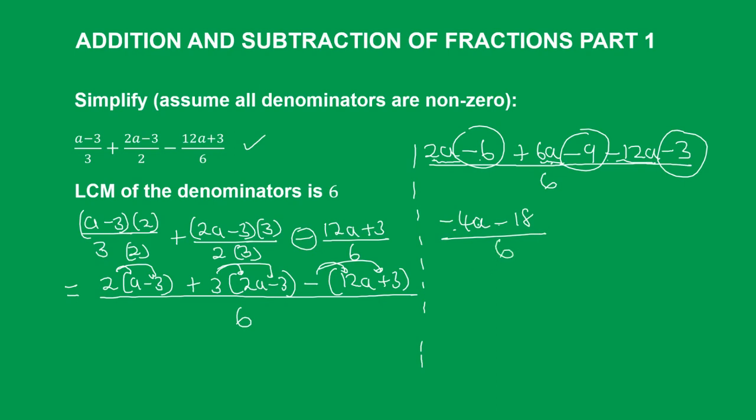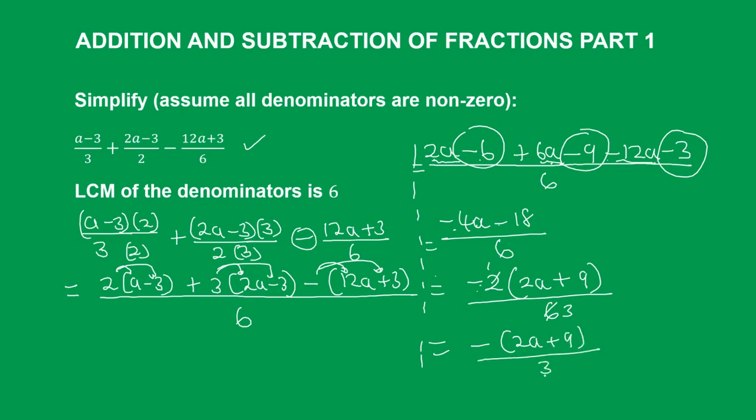And then if we check the numerator, the highest common factor is negative 2. So we can factor out negative 2. Negative 4a divided by negative 2 is positive 2a, plus negative 18 divided by negative 2 is positive 9, and then all this over 6. And then we can say 2 into 2 is 1, 2 into 6 is 3. We have negative 2a plus 9 all over 3.